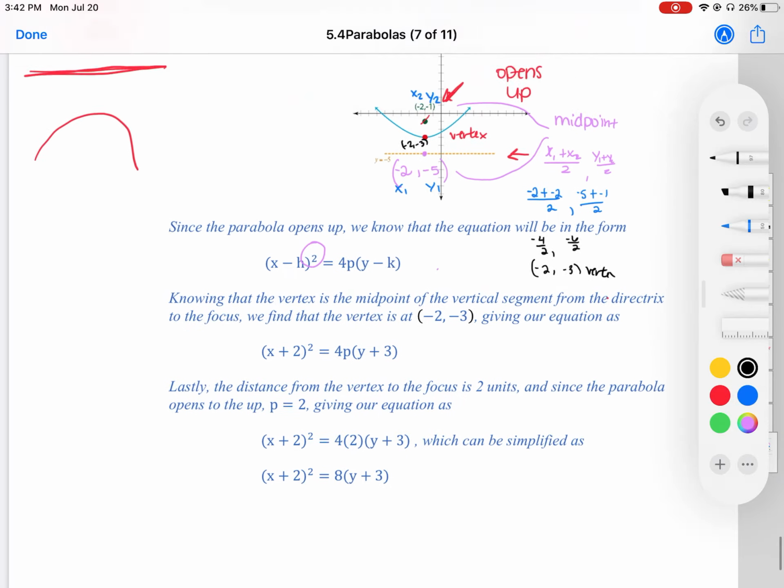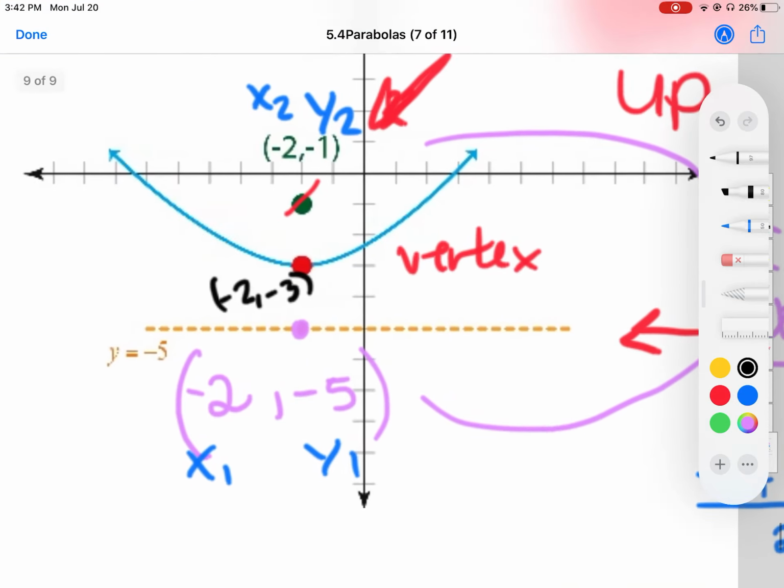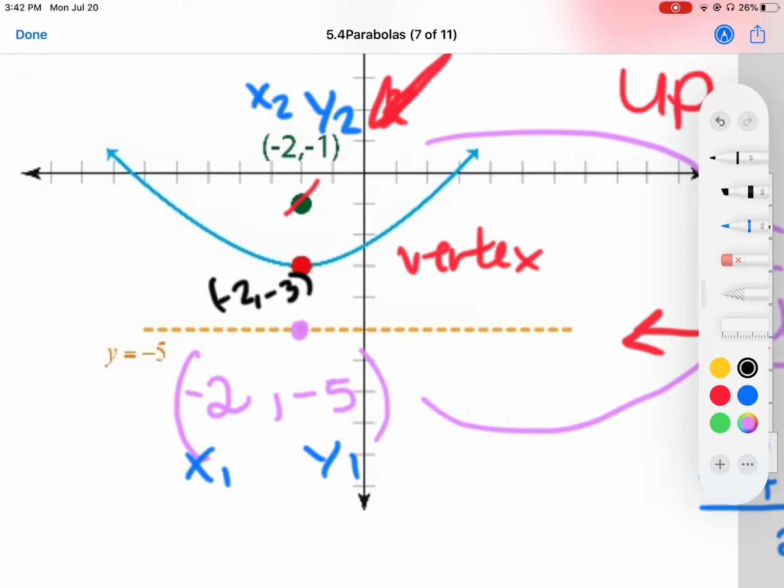Lastly, we need to find that p number. So we can just count. From our vertex, we go 1, 2, 2 points to get to our focus. And we can double check by counting from our directrix. 1, 2. So it checks out. My p is forced to be 2.